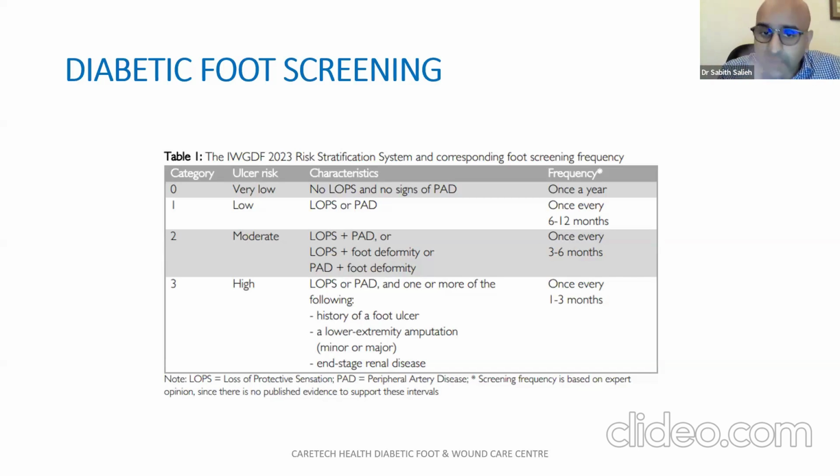If you're at high risk, that is, if you have a neuropathy or peripheral arterial disease with one or more of the following: a history of foot ulcer, a previous amputation, or end-stage kidney disease, then we see them a bit more closely, 3 monthly.